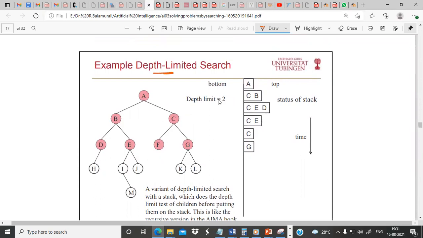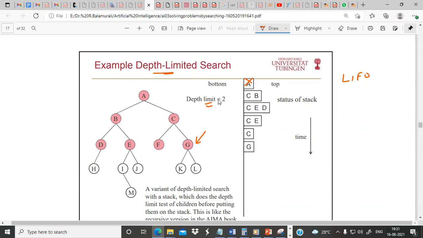Say for this tree, we are limiting the depth to 2. We are not going beyond 2. Let us assume that G is the goal state. Let us see how this algorithm works using the frontier as a LIFO queue or stack. Initially the frontier contains A. First we remove A from the frontier and check whether A is the goal state or not. No, A is not the goal state. So expand A. First we push C, then we push B. Now the top of the stack is B.